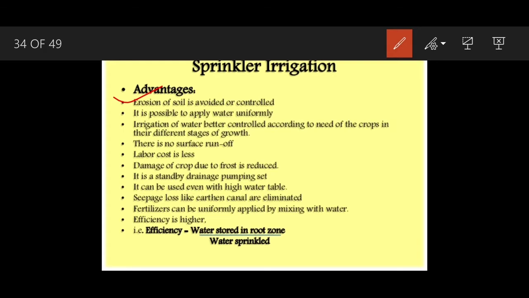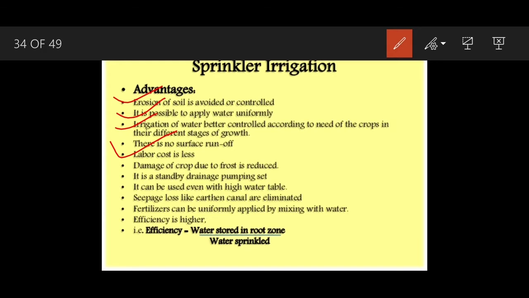It is possible to apply water uniformly. So definitely the sprinklers are spreading water all over uniformly, and the irrigation is better controlled according to the need of the crop. So whatever water is required, we can even manage the force of the water coming out from the sprinkler. And there is no surface runoff, and the labor cost is also less.